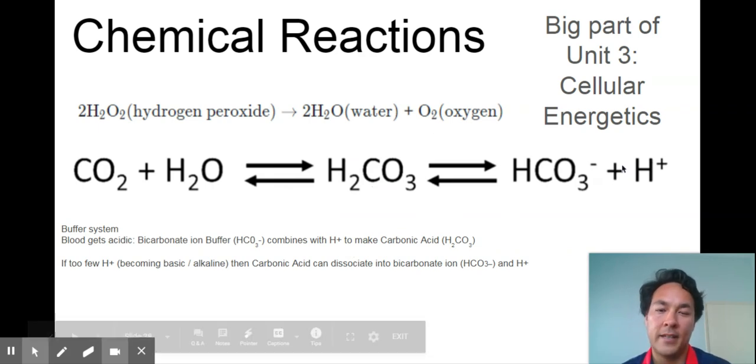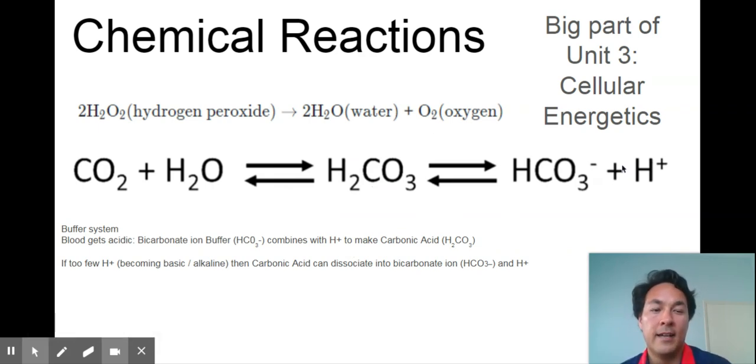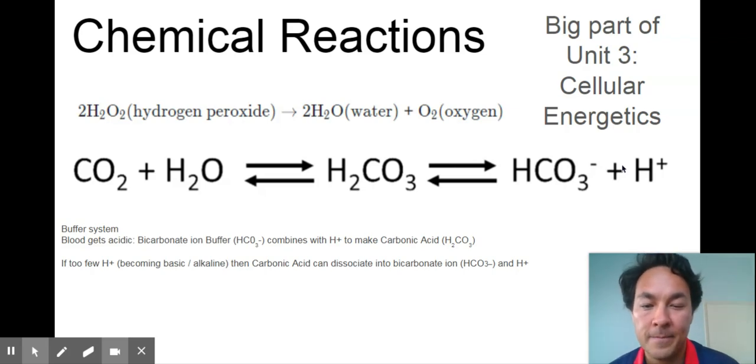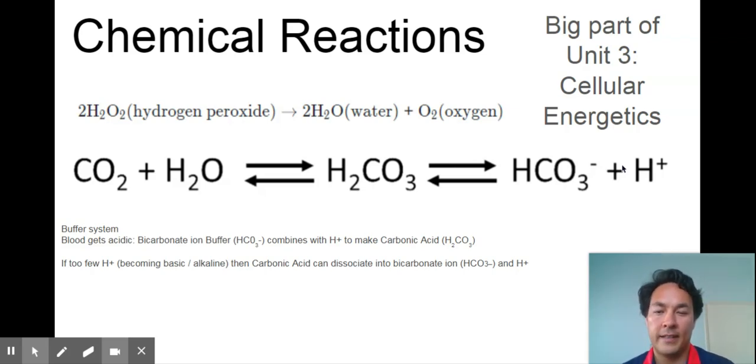Okay, last but not least, there will be chemical reactions, and we'll go over these a lot, especially in Unit 3 with cellular energetics. Here's a very famous one that many of you have done an experiment with before, and if you haven't, we will do a fun one in class. Hydrogen peroxide becomes water and oxygen. Hydrogen peroxide is a waste product in your cells. You can also buy it in a pharmacy, and it's used as a disinfectant. With the help of an enzyme called catalase, it can be broken down into water and oxygen.